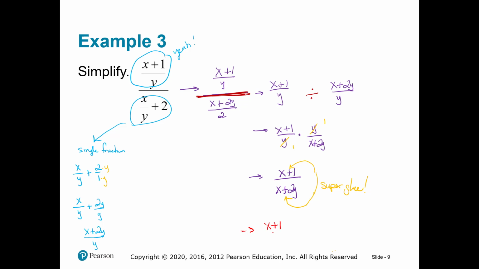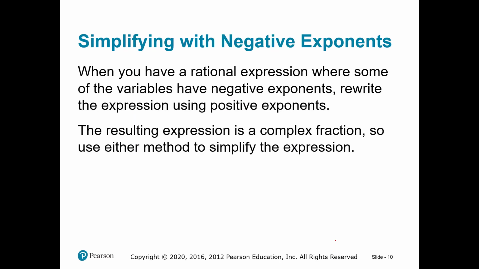x plus 1 over x plus 2y. Good? Awesome. Let's make that a 2 so you can see it a little better. There we go. Okay. Occasionally, we end up with negative exponents in these fractions.